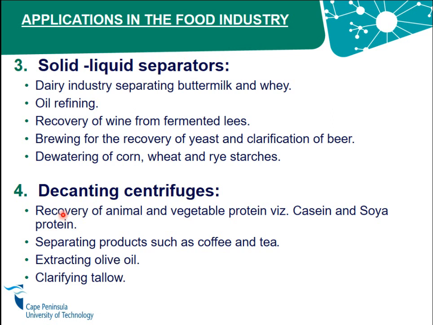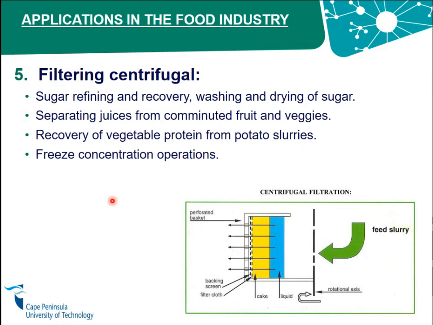And if we want to separate products such as coffee and tea, then in that case we have to go for the decanting centrifuges, right? Because that process is a continuous process, and you are able to separate solid material from liquid material. And last but not least, if we want to recover vegetable protein from potato slurries, then we have no option but to use filtering centrifuges.